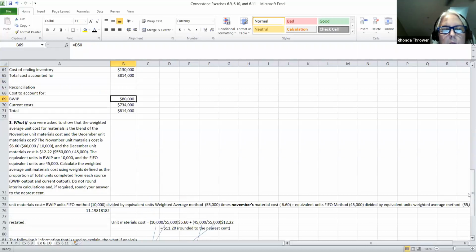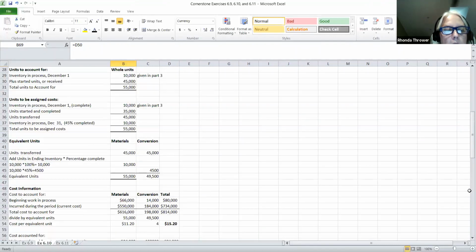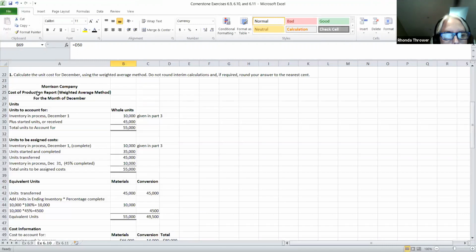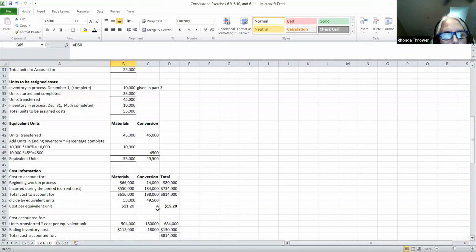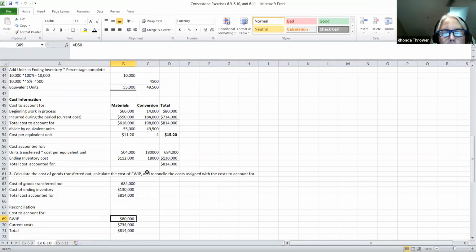What I want you to know how to do is the cost of production report, this part here, from line 24 down to line 59. I want you to learn that because that's the cost of production report. The rest of this is just what Cengage wanted you to pull out of that report.